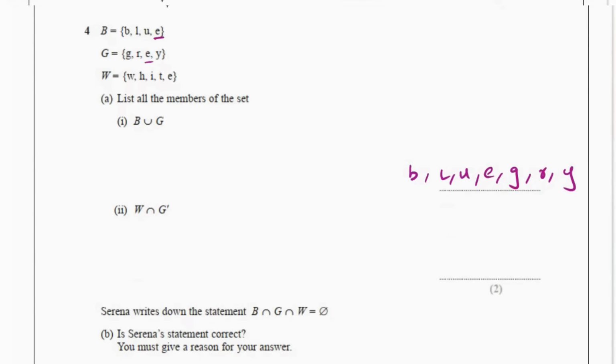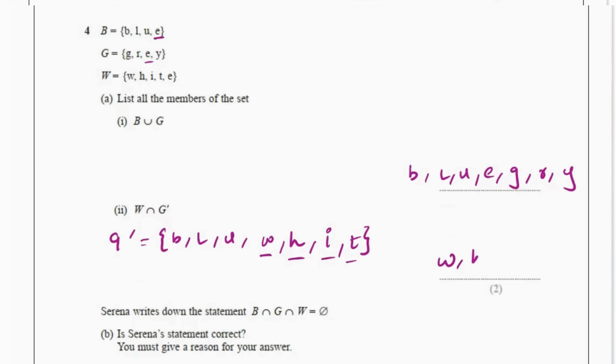Then W intersection G complement, that is the intersection between W and everything that is not in G. So G complement, firstly, it's going to be B, L, U, W, H, I, T. These are the elements that are not in G. So W intersection G complement is going to be W, H, I, T. E is not going to be included because E is a part of G, so E will not be included in the list of elements.